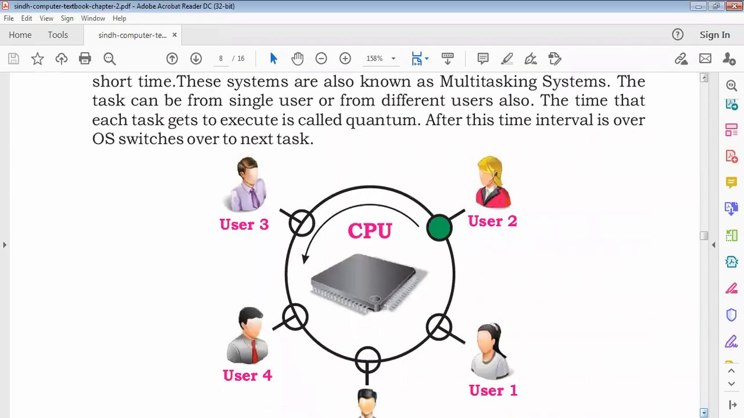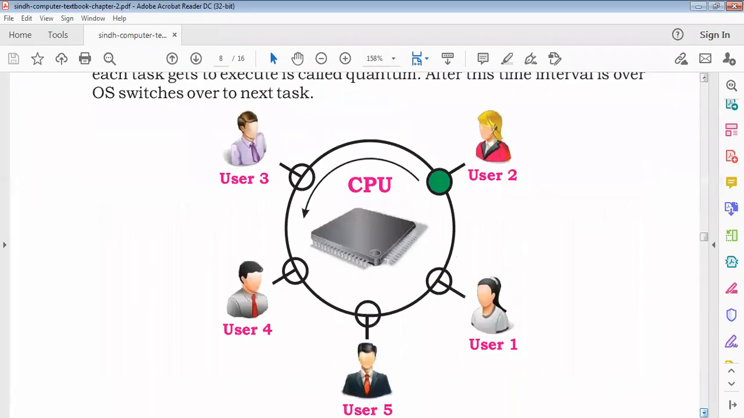Now, time sharing operating system is also a multi-user operating system where many people are using one CPU. What this system does is that it provides a very small amount of time to each user separately. The CPU will execute the program of a user for some particular amount of time.